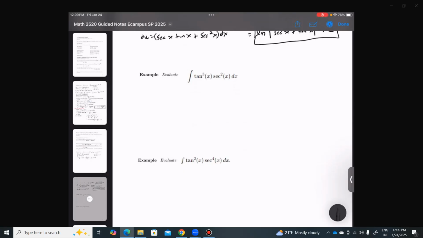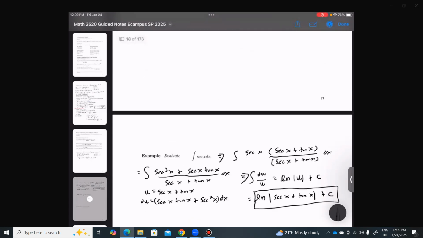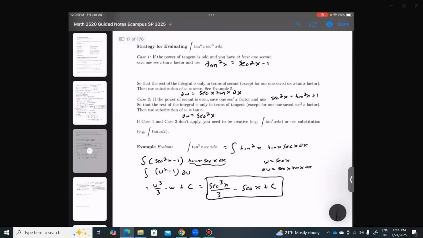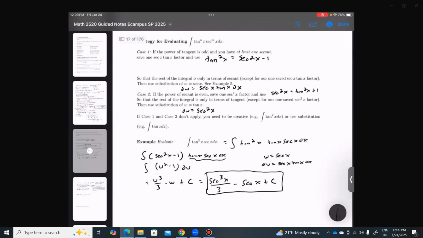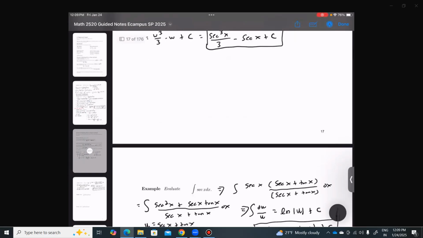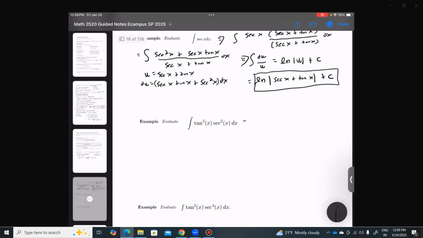So if we want to evaluate tangent cubed x secant squared x, what we will have to do is, for this one, let's see, tangent is odd and you have at least one secant x. So we will save a secant and tangent. So let's set that aside.